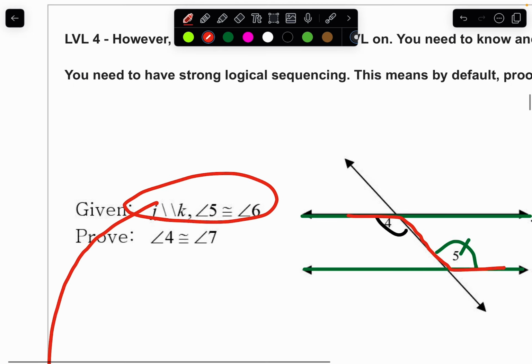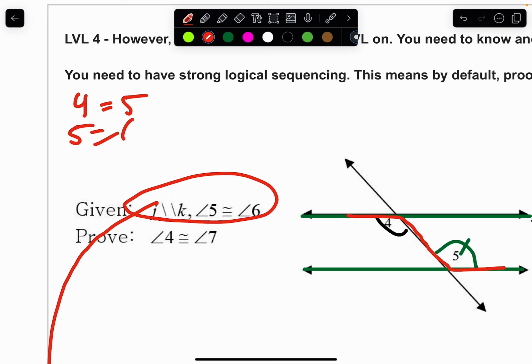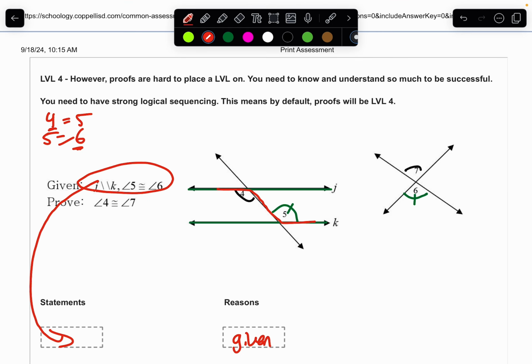Let's make a list of what we know. We know that 4 is equal to 5. They told us right here that 5 is equal to 6. So right now we know that 4 and 6 are the same size. We know that. We got that. But that's not the goal. The goal is 4 and 7. We're trying to get all the way to 7.